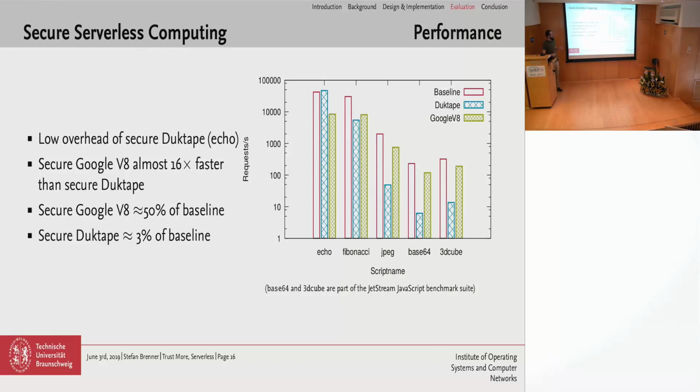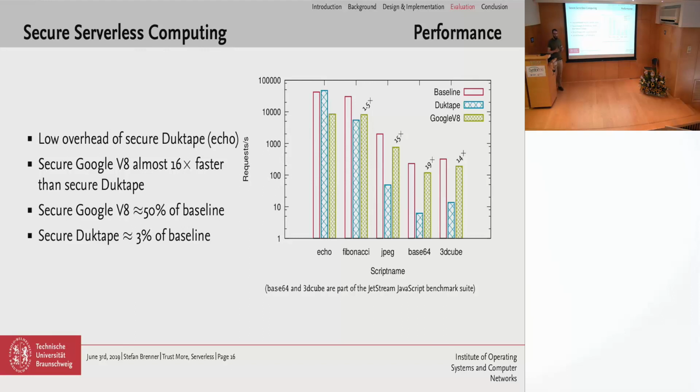So if we do more complex workflows, and the last 2 are actually extracted from the JavaScript JetStream benchmark, we can see that V8 outperforms Duct Tape by far. Considering the last 3 workloads in particular, which are more or less realistic, we can see that V8 is like 15, 16 times faster.